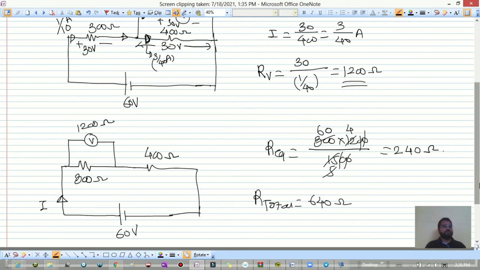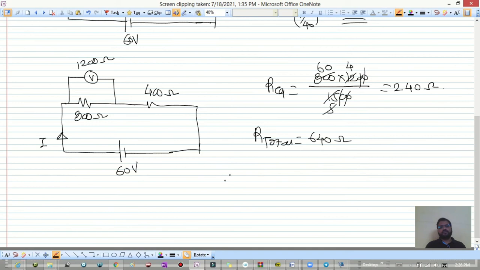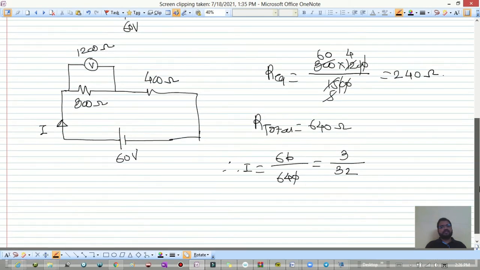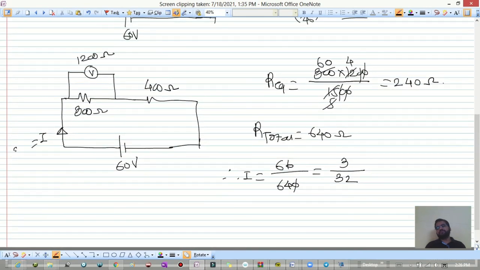That total resistance we have is 640 ohm. Once we know the total resistance, now we can calculate total current, which is 60 divided by 640. So 0 0 get cancelled. We'll have 2 3s are divided by 2 3s are 3 2 2s are 4. So you will get current as 3 by 32 ampere. Now this 3 by 32 ampere will pass through this, and that voltmeter will read the same voltage then.